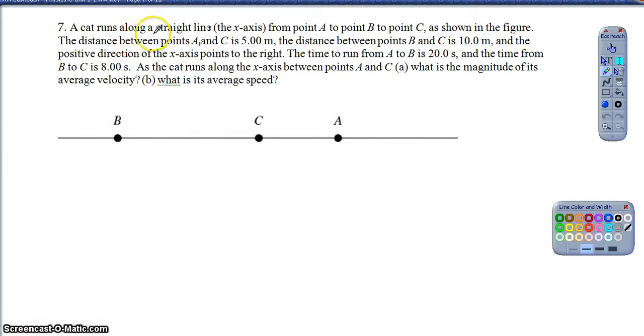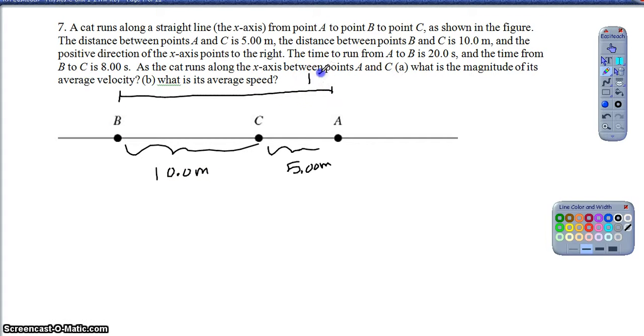Okay, for question 7, we've got a cat running along a straight line on this x-axis here. It goes from point A to point B, so it goes all the way over B and then back to C. The distance between A and C is 5 meters. So I'm going to go ahead and start to label this a little bit. The distance between B and C is 15 meters. So obviously, 10 meters, I got ahead of myself. This is 10 meters. And then obviously that tells me that the entire distance between A and B is 15 meters. That's what I was thinking. But anyway, the positive direction on the x-axis is to the right. So we'll assume that going this way is positive and going this way is negative.